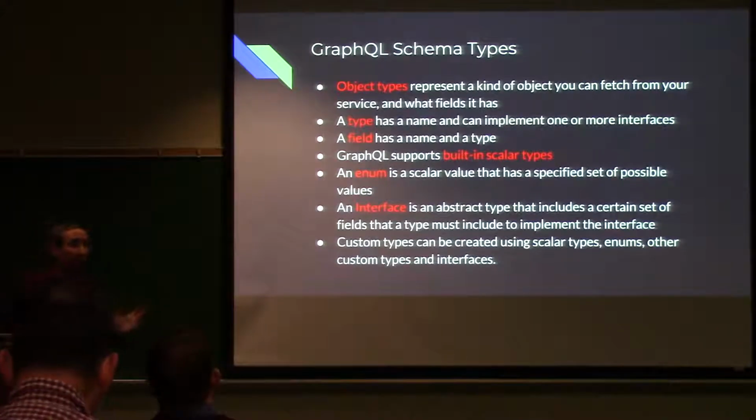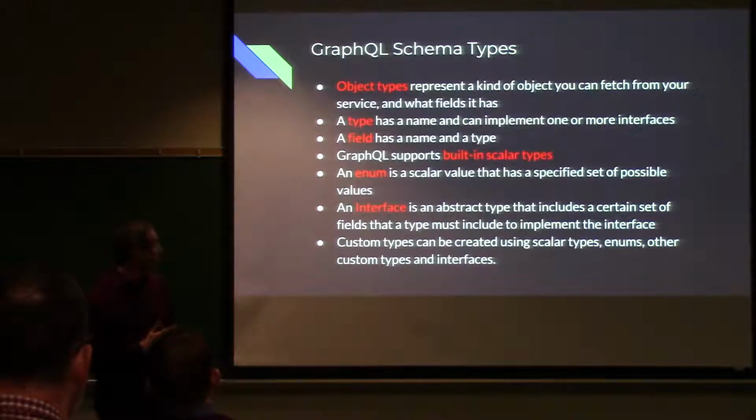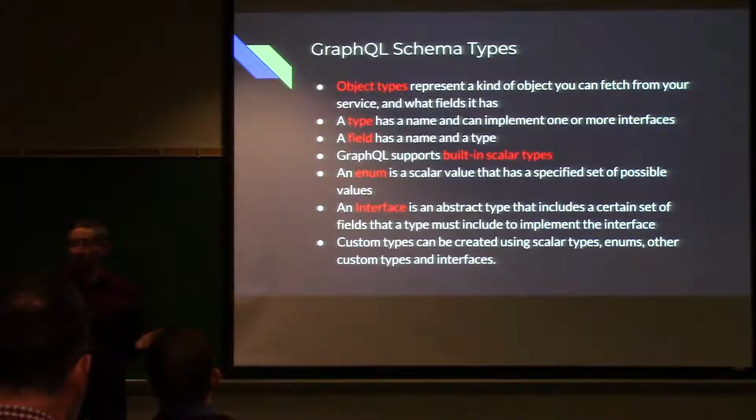Enumeration is the same as enumeration in any other language. It's a collection of valid values, and it serves the purpose of A, communication, and B, validation. So it communicates what the valid values are, and second, when you write your queries, you cannot enter values that are not part of the enum.